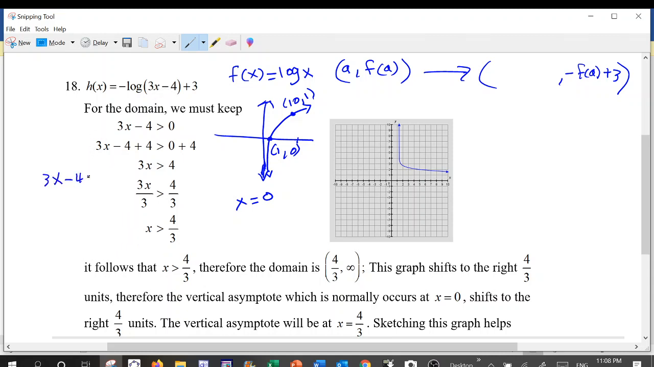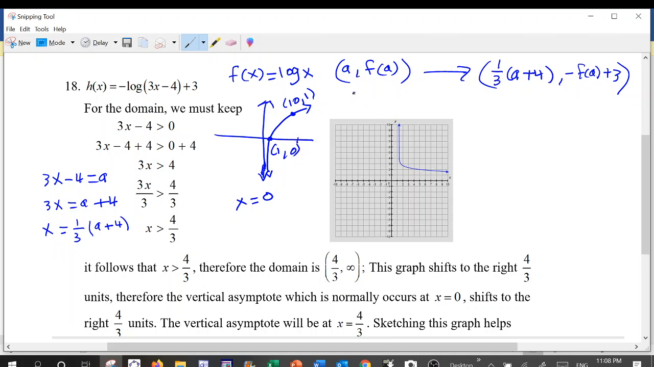3x minus 4 equals a. So 3x equals a plus 4. So x equals this divided by 3, or multiply by what? By 1/3, right? So we can write it this way: add 4 and then multiply by 1/3. So we could just write it as 1/3 times (a plus 4). So what are the transformations, right?